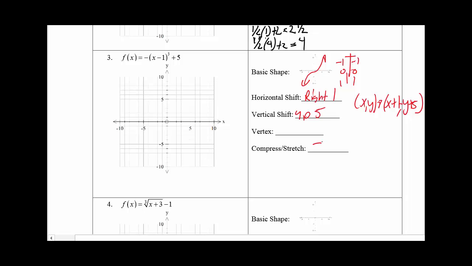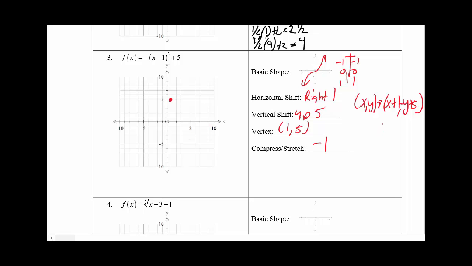And we've got a reflection, so it's not really a stretch or a compress, is it? But it is a reflection across, so the y values are opposite of what they started off to be. And what happens to our vertex? Well, initially it was at (0, 0), but we moved right 1 and we moved up 5, so it moved it to (1, 5). So I can kind of estimate where that is right there.